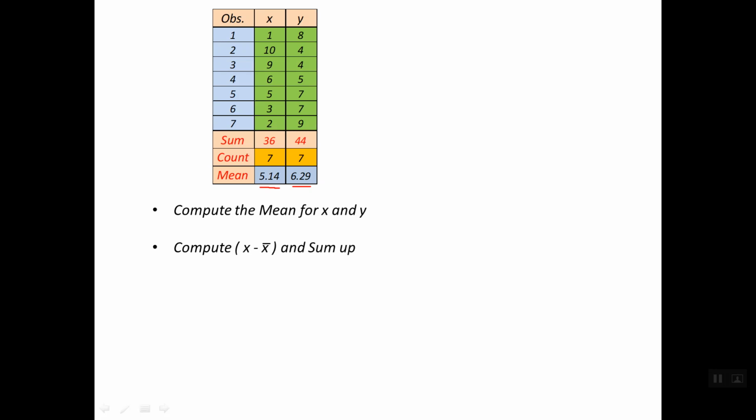Now we subtract the mean for the variable x from each value of x and take the sum up. So this is the new column for x minus x bar. For the first observation, the value of x is simply 1, while the mean or the average is 5.14. So 1 minus 5.14, we get minus 4.14. Same for the rest, and this is the total.